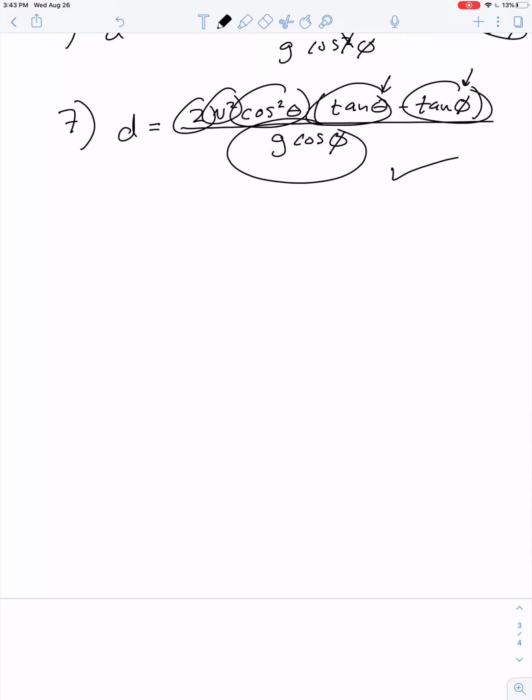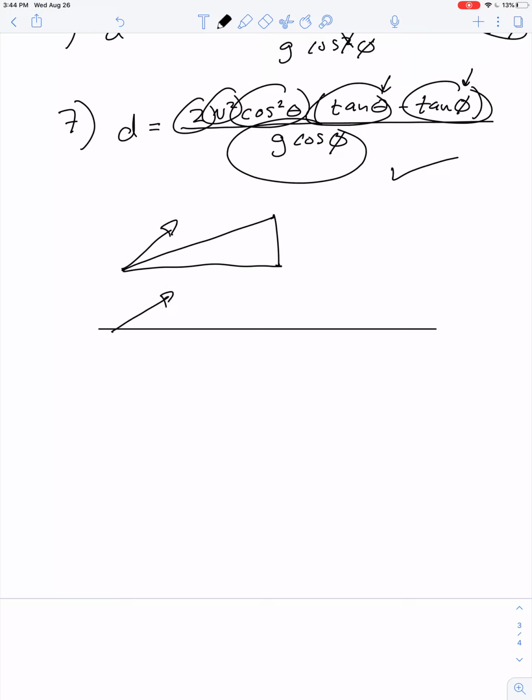Let's just double check and see if this is a reasonable answer. There's no reason why we shouldn't be able to apply this equation to level ground. Now the only difference between level ground and an incline: on level ground we say we've got an angle theta and a velocity v, and on an incline we have a velocity v, an angle theta, and an angle of phi. So the only thing about level ground is it just implies that phi is equal to 0 degrees.